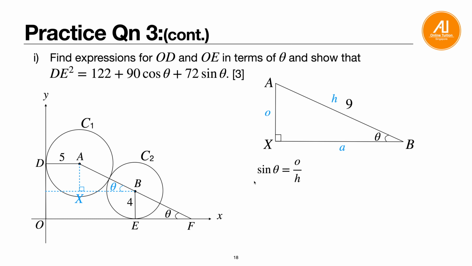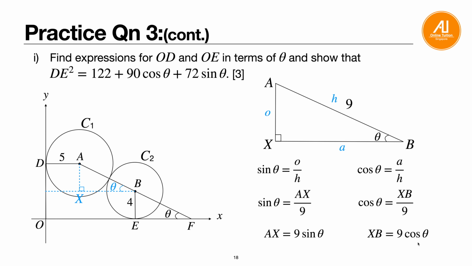Okay, so first, sine theta equals O over H. We find AX first. Okay, sub in your O and H. AX over 9. Make AX the subject, you get 9 sine theta. Very straightforward. Next, how do you find A? A and H will be cosine theta equals A over H. Sub in your A, which is XB. H will be 9. Then make XB the subject, you get 9 cosine theta.